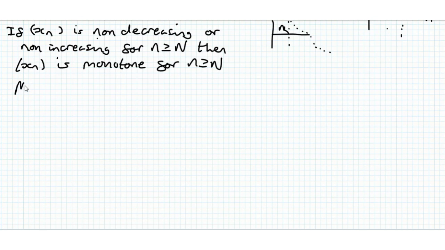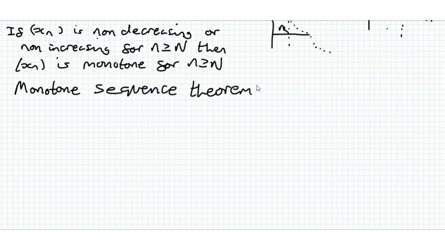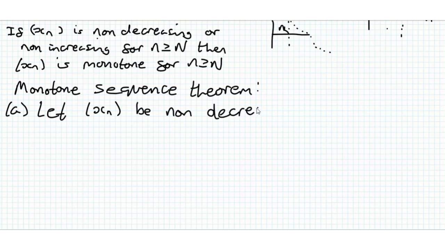We've got something called the monotone sequence theorem. So there's two parts to this, as you can guess, because there's two parts to the monotone definition. So we'll let xn be non-decreasing. And just note, this is not the only reason monotone sequences are useful or interesting, just one reason, but this is all we're going to go through for now.